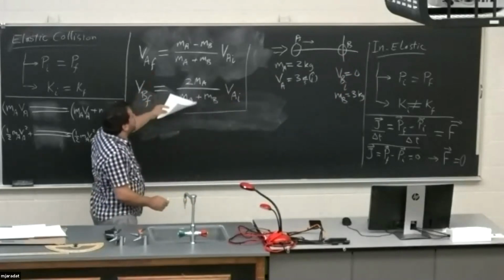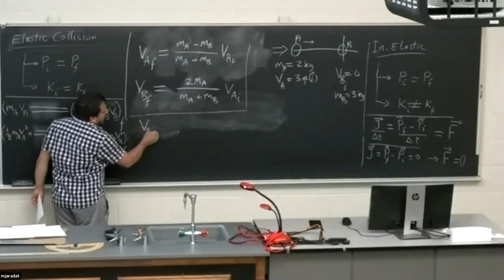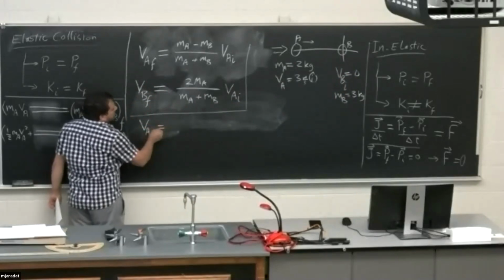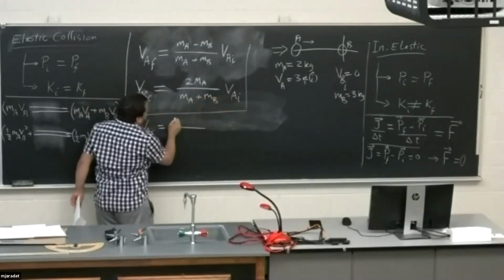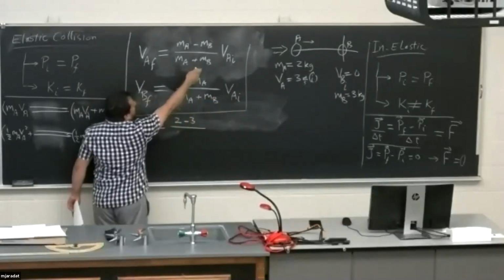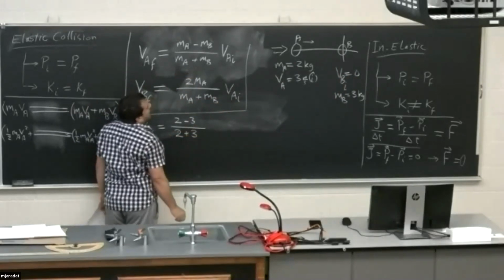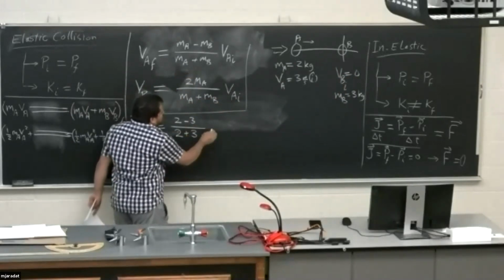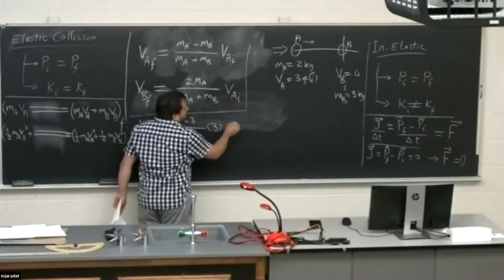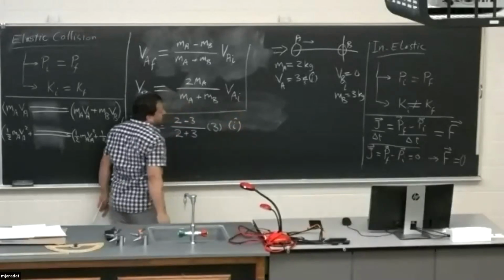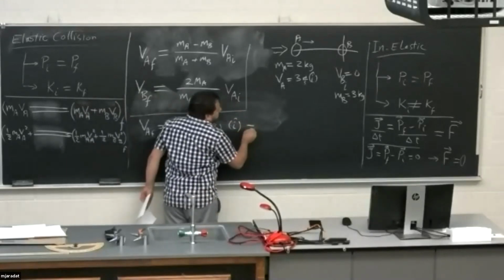It's simple. Just use this. For this example, VA after is equal to MA minus MB, which is 2 minus 3, over MA plus MB, which is 2 plus 3, multiplied by the velocity of A, which is 3 meters per second in the positive x direction. I'll put it here just to remind ourselves.